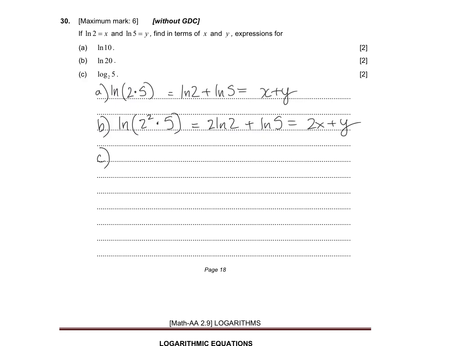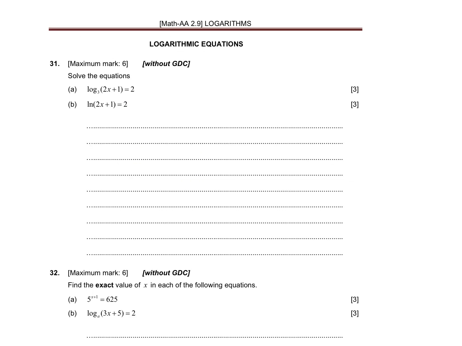For c, we can change base. So we're going to have log base e, natural log of 5, the big thing, over natural log of the small thing. So that's going to be y over x. Okay, finally some equations. All right, we can just rewrite this exponentially. We've got 3 to the 2 is 2x plus 1.